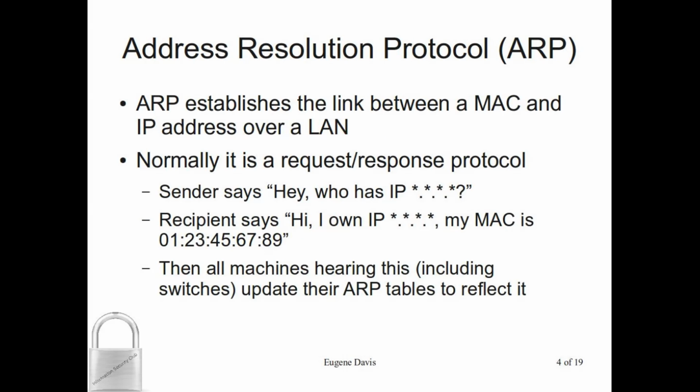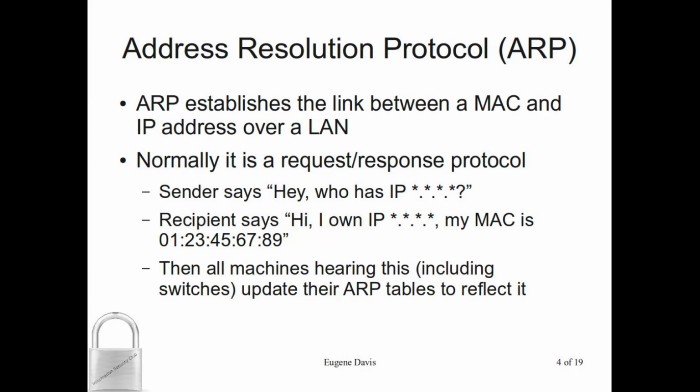Okay. So I guess I've basically already described part of this. ARP is what establishes your link between a MAC and an IP address on a LAN. What you will mostly see if you pull up, say, Wireshark and watch the ARP request, is that it's basically a request response protocol.